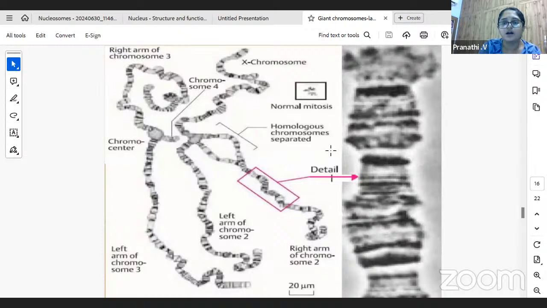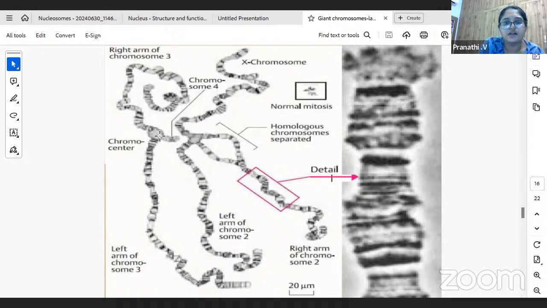Now, in detail, you see this is the chromosome, and when this is seen, it is the highly condensed form, right? So you have chromomere, chromocenter 1, and then you have the X chromosome with the homologous chromosomes separated during normal mitosis itself. If you see this, you have the right arm of chromosome 2, left arm of chromosome 2, around 20 micrometers if you just measure the length.